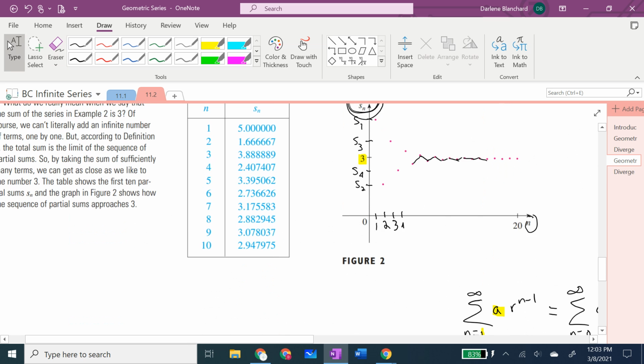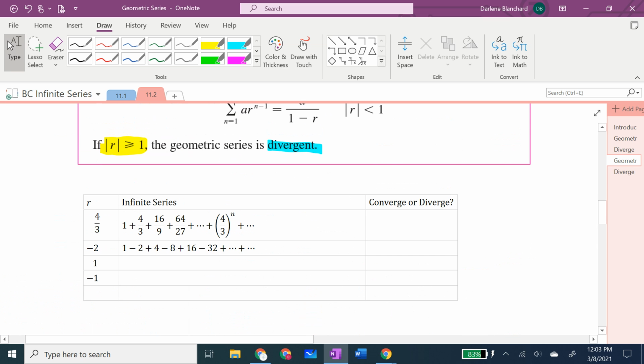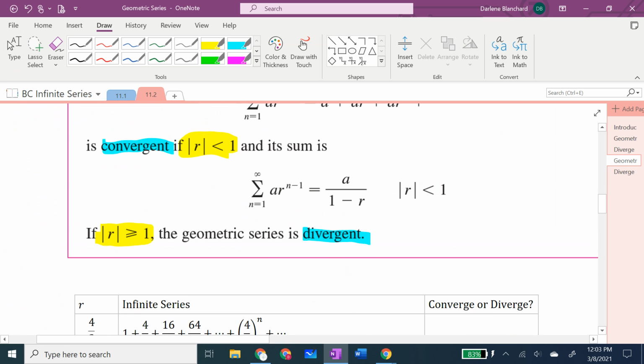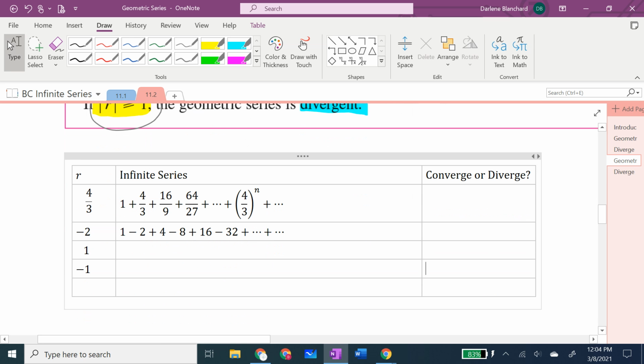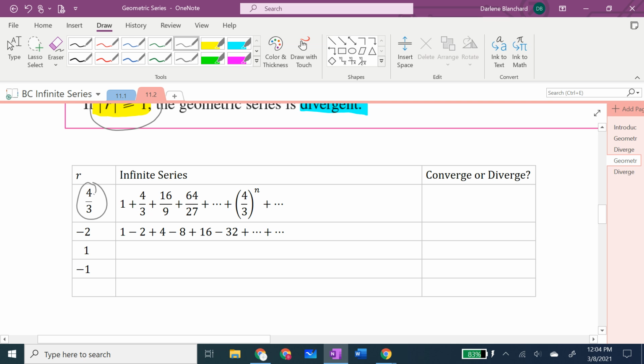Now, I want to spend a moment making sure that you have made some sense of why a geometric series is going to diverge if your r has absolute value greater than or equal to 1. What I've got here is an example of r being a positive number. I want you to just logically think about the fact that you are literally adding all of these terms together.